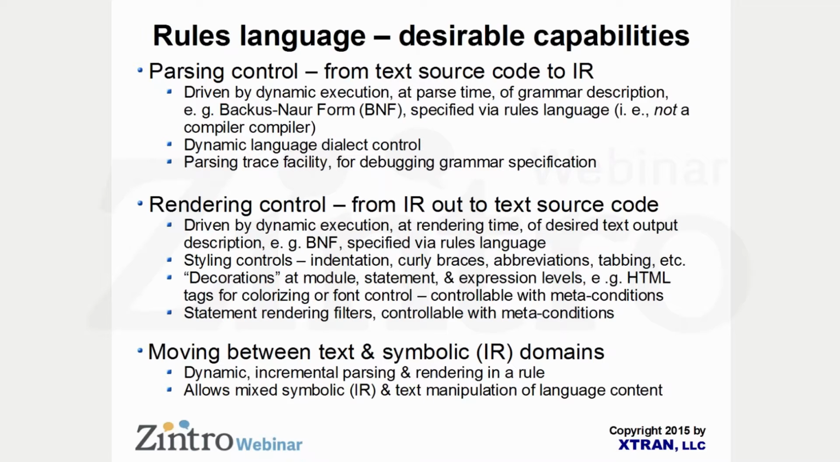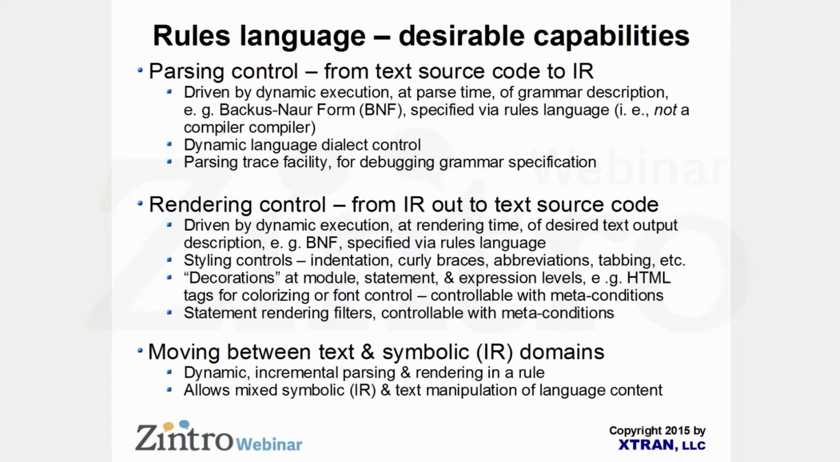Similarly, to get the code back out again, we need our renderers. We want to do the same kind of thing. We want to be able to specify how to render our internal representation back out to text to hand over to the programmers. The same way, we describe what we want the meta tool to generate from our internal representation. That includes things like styling controls, indentation, tabbing, all that kind of thing.